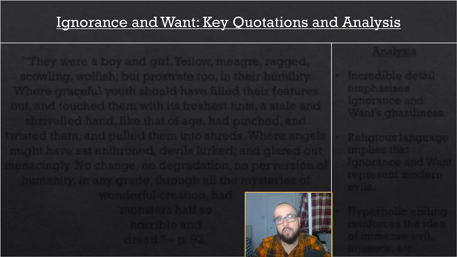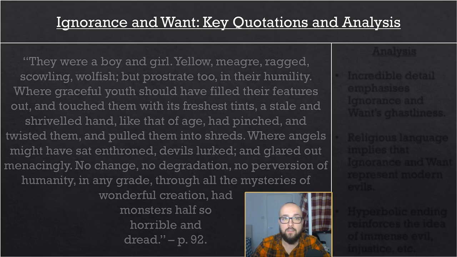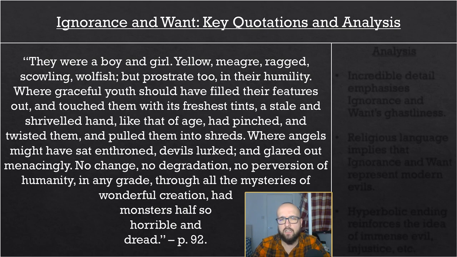The spirit then demands that Scrooge looks upon these entities, and when Scrooge does so, we are treated to the following incredibly detailed paragraph. "They were a boy and girl, yellow, meagre, ragged, scowling, wolfish, but prostrate too in their humility. Where graceful youth should have filled their features out and touched them with its freshest tints, a stale and shrivelled hand, like that of age, had pinched and twisted them and pulled them into shreds. Where angels might have sat enthroned, devils lurked and glared out menacingly. No change, no degradation, no perversion of humanity in any grade, through all the mysteries of wonderful creation, had monsters half so horrible and dread."